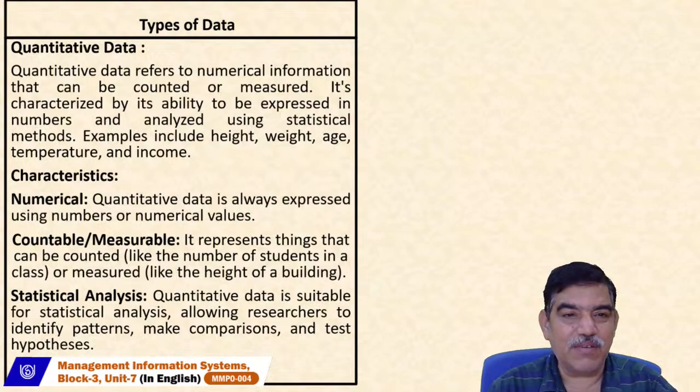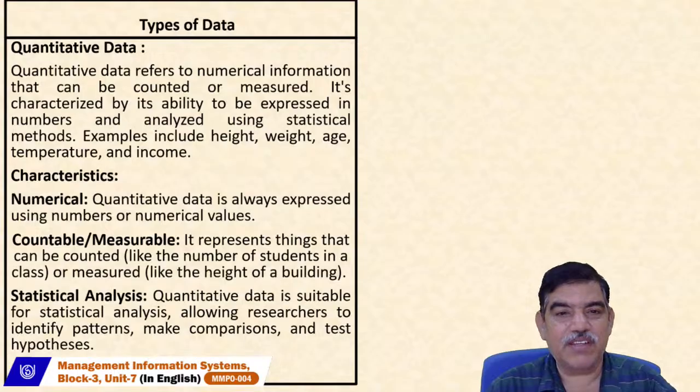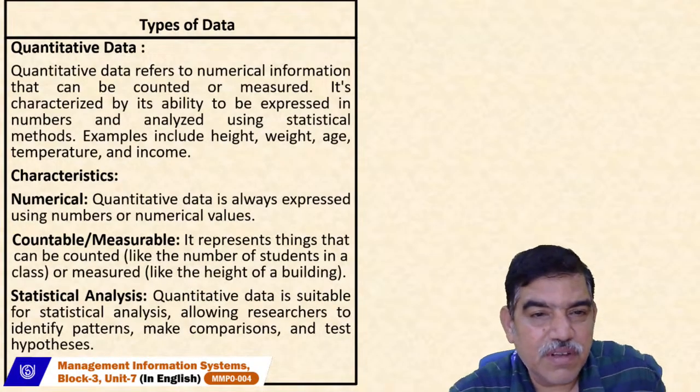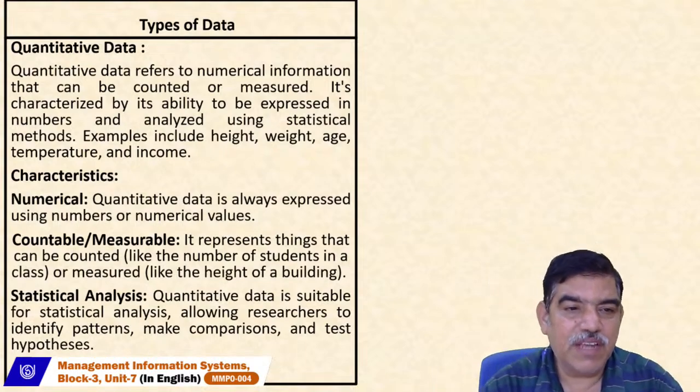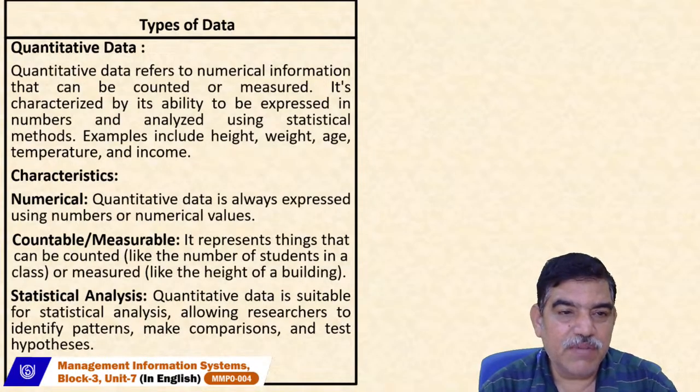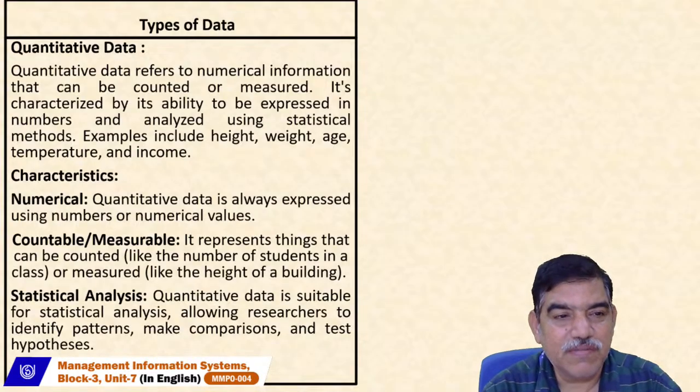So quantitative data must be measured in numerical structure. It is characterized by its ability to be expressed in numbers and analyzed using statistical methods. Examples include height, weight, age, temperature, and income. Height is measurable, weight is measurable, age is measurable, temperature of the day is measurable, income of the employees is measurable. So hence it is quantitative data.